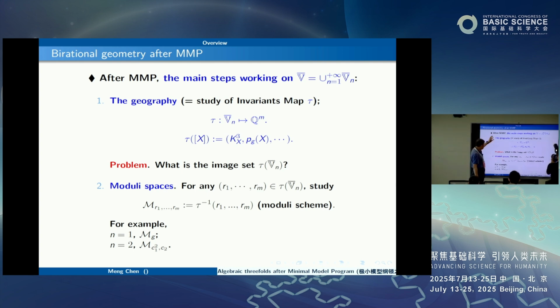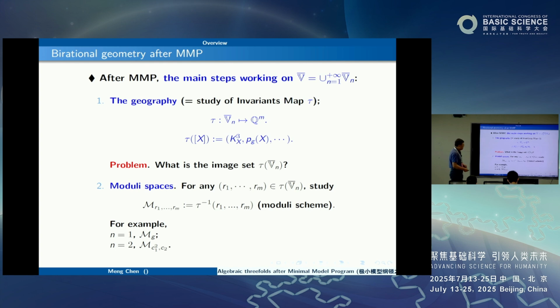Okay, so I just explain the idea. The fundamental question of geography is to determine the image of the invariant map, say tau. Suppose you know the image exactly, then the last step could be to ask such a question: given any point in the image, what is the pre-image? The pre-image in algebraic geometry is exactly the so-called moduli space.